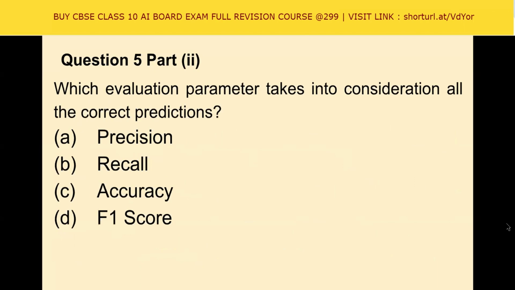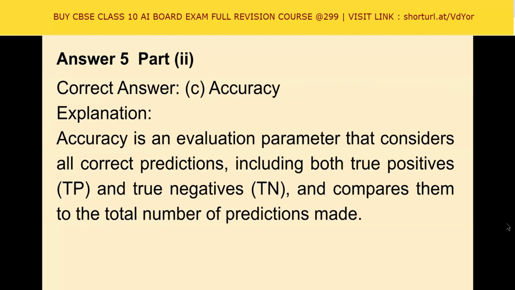Which evaluation parameter takes into consideration all correct predictions? All correct predictions are taken into account in the case of accuracy. Accuracy is like your exam where we count all the correct answers upon the total attempted, which includes both incorrect and correct. So here the answer will be accuracy. Why? Because it considers true positives and true negatives. True negative is what? It means the machine is saying no and actually it is also no, so that is a correct answer. Here it compares to the total number of predictions made.